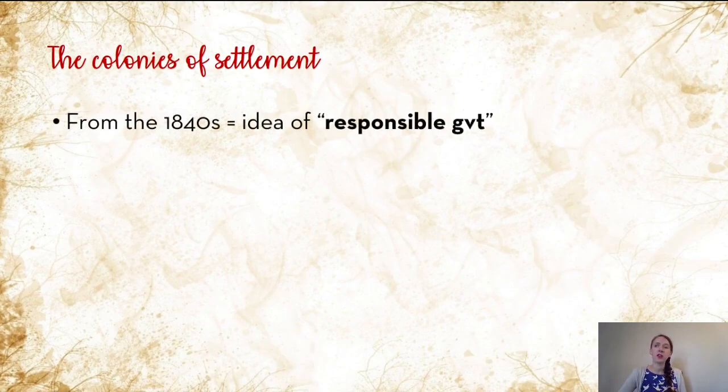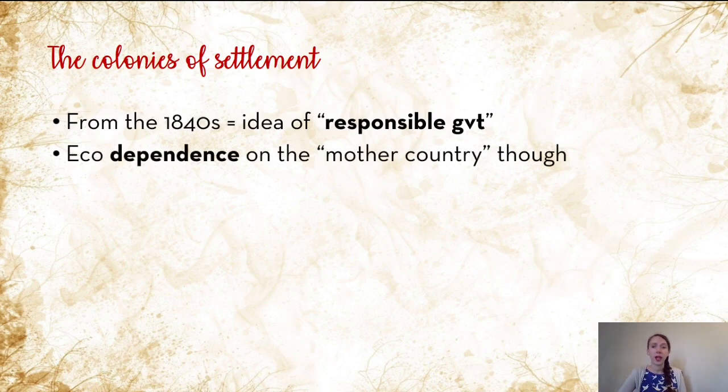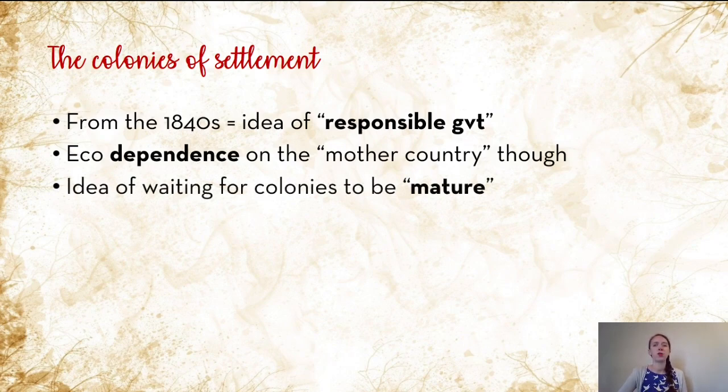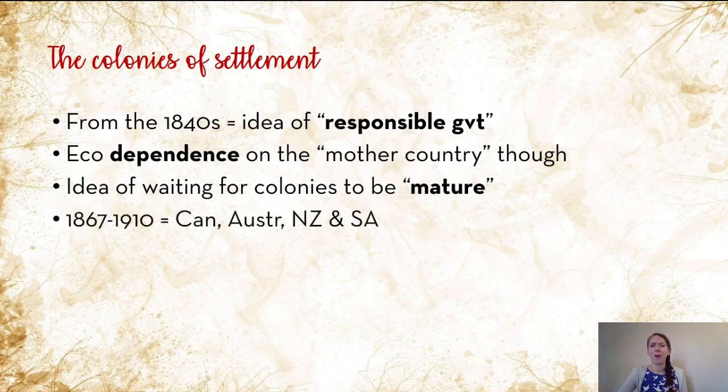Now, more specifically on the colonies of settlements, from the 1840s onwards, there was gradually the idea of responsible governments that was promoted, with, however, economic dependence on the mother country. What does it all mean? Basically, the idea was to wait for colonies to be more mature, which of course is very paternalistic, and gradually to grant them a form of autonomy.